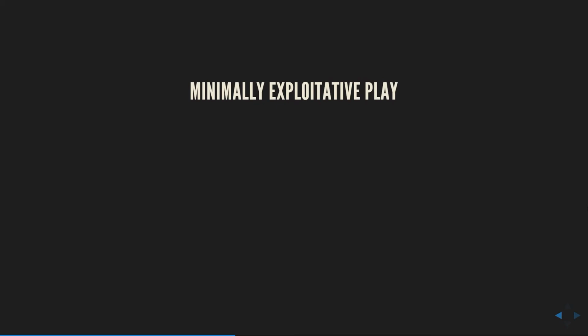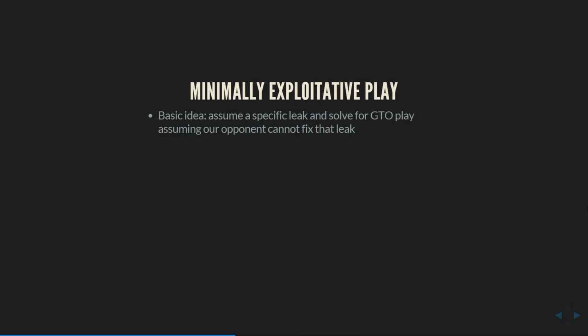What is minimally exploited play? The basic idea is that we assume a very specific leak in our opponent's strategy, and we solve for GTO play assuming that our opponent cannot fix that leak. At any other part of the game tree that's unrelated to the specific leak, our opponent can do whatever he wants. He can play solidly. He can even try and compensate for the leak that he has. But the specific leak that is assumed is not something he can fix. We remove that from part of his decision-making process and make it a rule of the game.